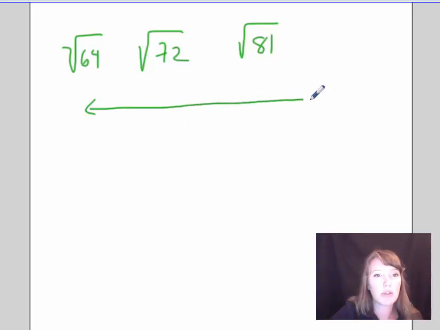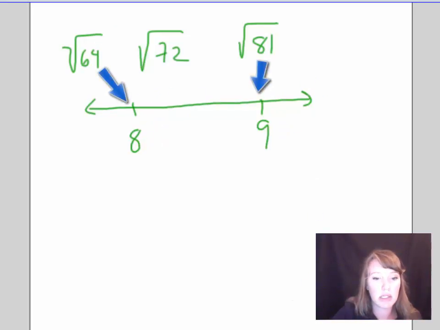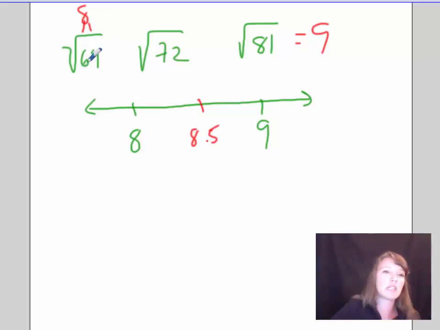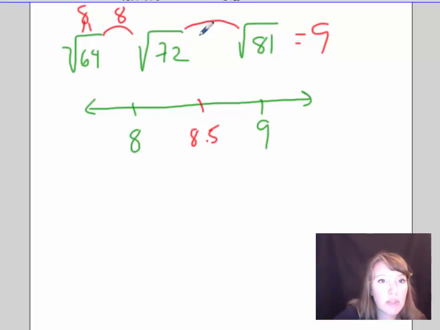81 is above it. That's 9, so 64 must be below it. So the square root of 72 is between 8 and 9, because the principal square root of 81 is 9, the principal square root of 64 is 8. Now let's think about the halfway mark, which would be 8.5. Let's see, the difference between the radicands 64 and 72 is 8, and the difference between 72 and 81 is 9.